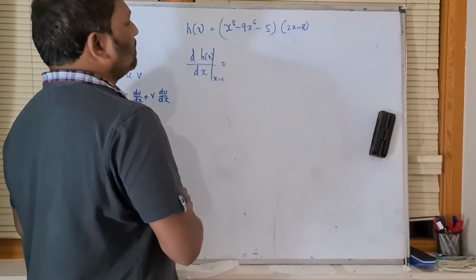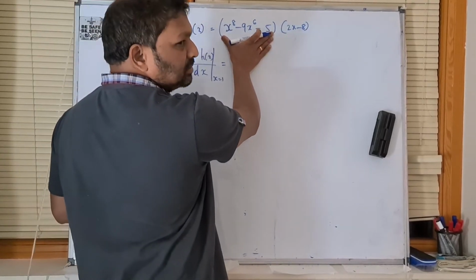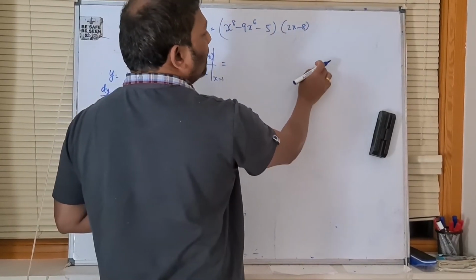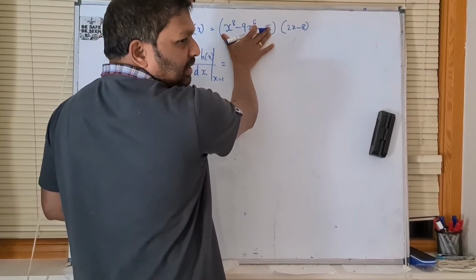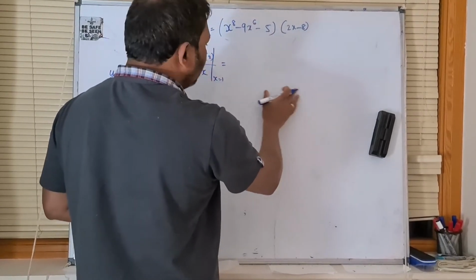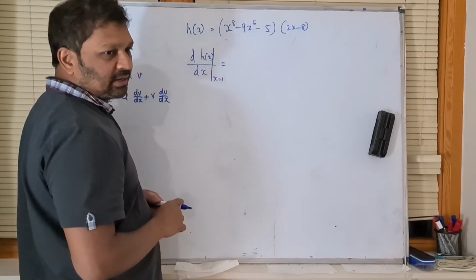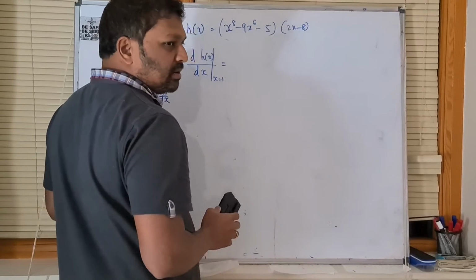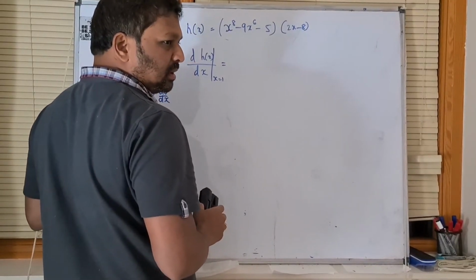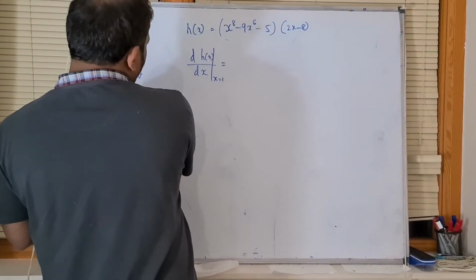The same thing, you find it out. This one multiplied by the differentiation of this, plus this one multiplied by the differentiation of that. We'll get some expression, simplify it, and put x as 1 at the end. Did you understand? Knowing these formulas is important.